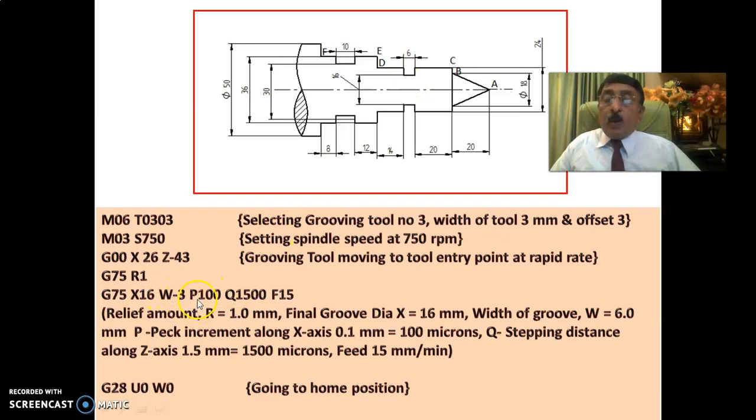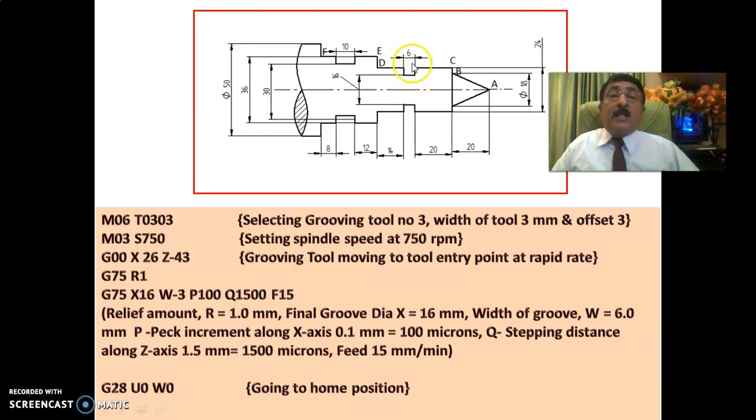W minus 3 I'll give. P100 means it always cuts radially, no? Every time it cuts radially by 0.1 mm and goes back by 1 mm. That means P100 means radial cutting, that is the peck increment along the X-axis, perpendicular to this axis along the Z-axis, it is 0.1 mm. Okay, 0.1 it cuts, goes back by 1 mm.